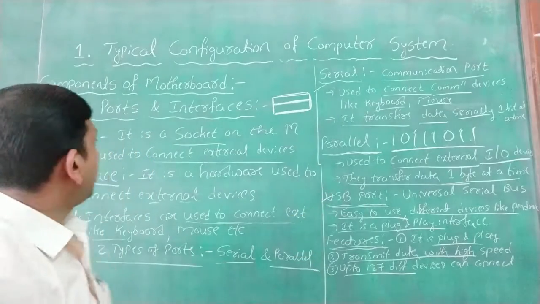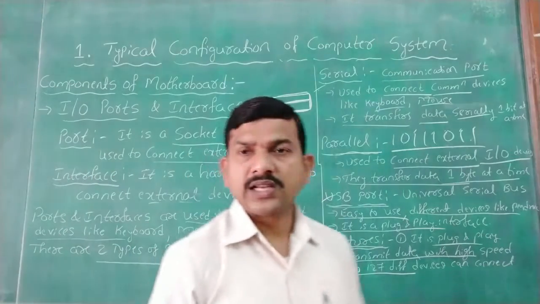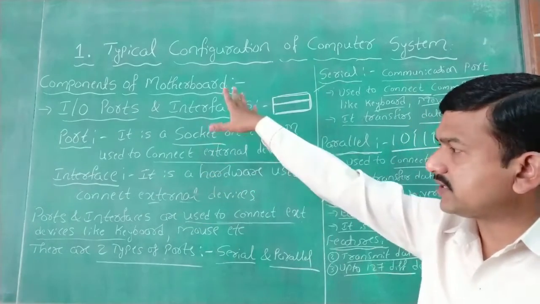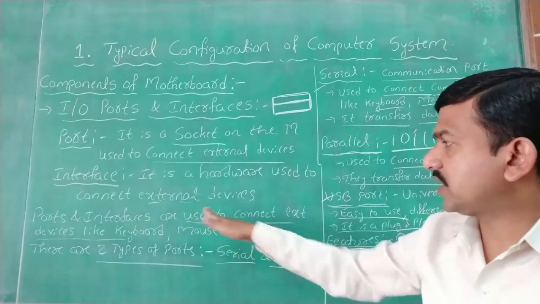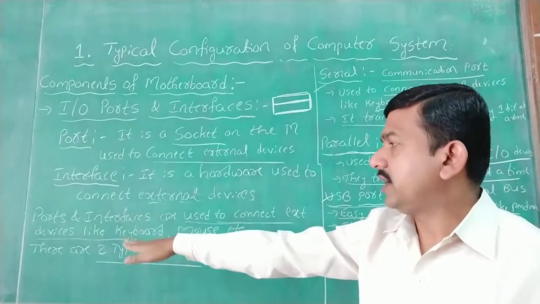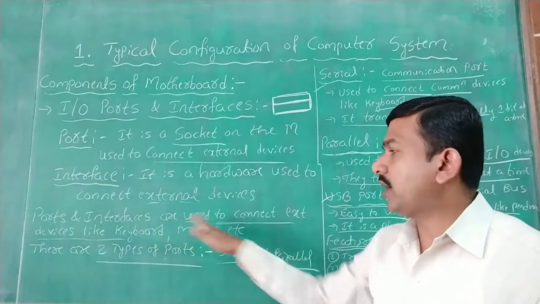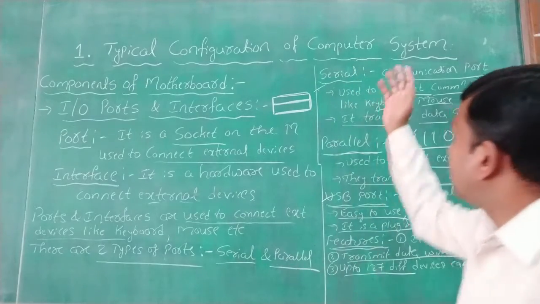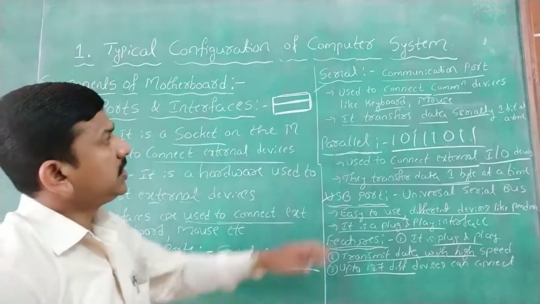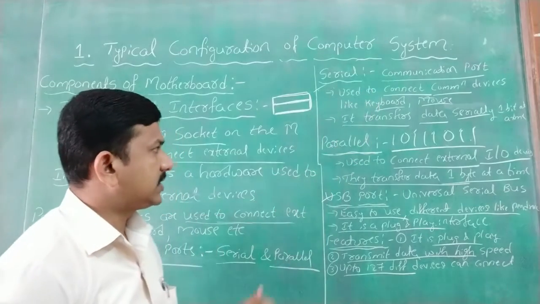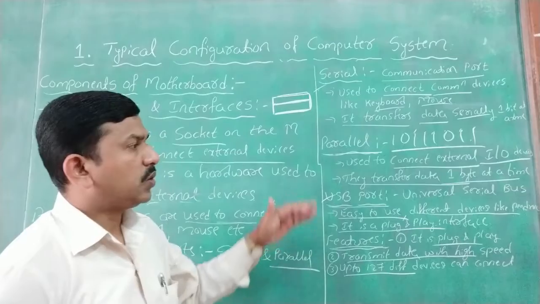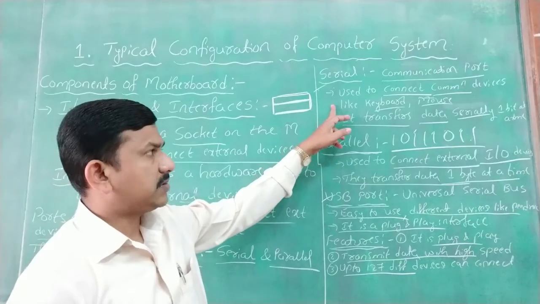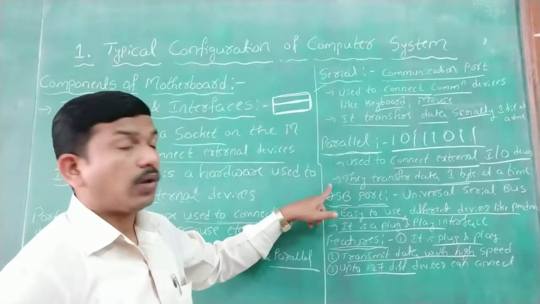So this is some introduction about ports and interface. Is it clear? So what do you mean by ports? It is nothing but a socket on the motherboard where you can connect some devices. Ports and interfaces are used to connect internal or external devices like keyboard and mouse. There are two types of ports we have discussed: serial port and parallel port. Serial port is also called communication port. It is used to connect some communication devices. Similarly, parallel port is used to connect external devices, input as well as output devices. Here the data is transferred bitwise, 1 bit at a time. Here 1 byte at a time.